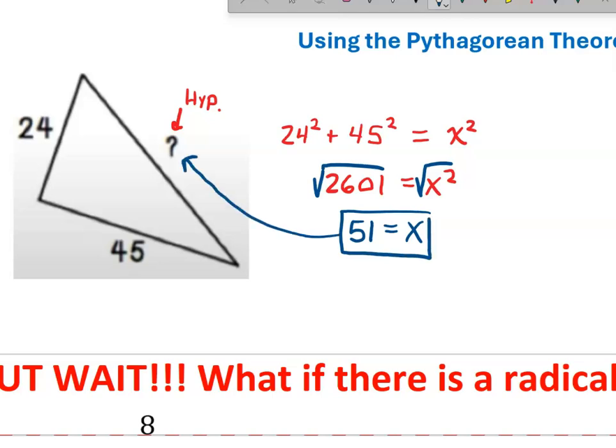Now, you might notice, for those of you who took Algebra 2, that when you take the square root of an equation, you are technically supposed to write plus or minus 51. The reason that I am omitting that is we are talking about a length. And since x is a length, we're not going to have a negative value for it. So that's why we're leaving it as positive.